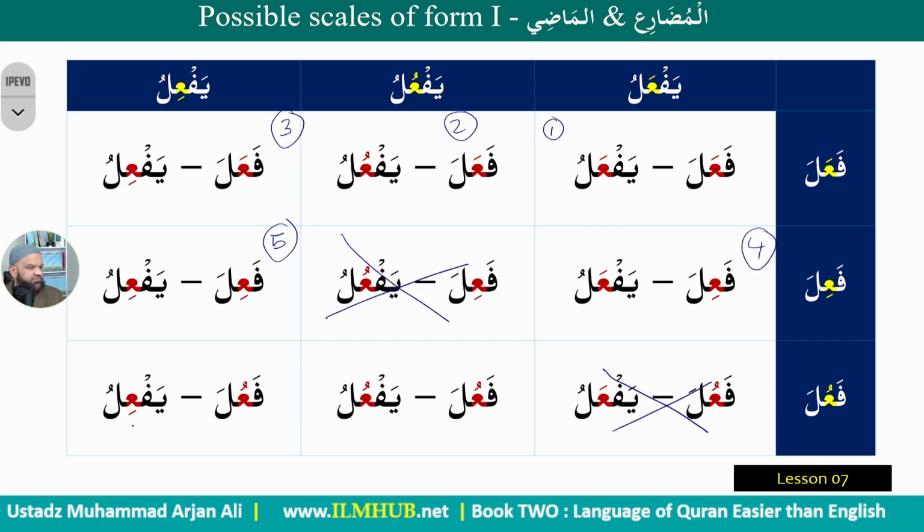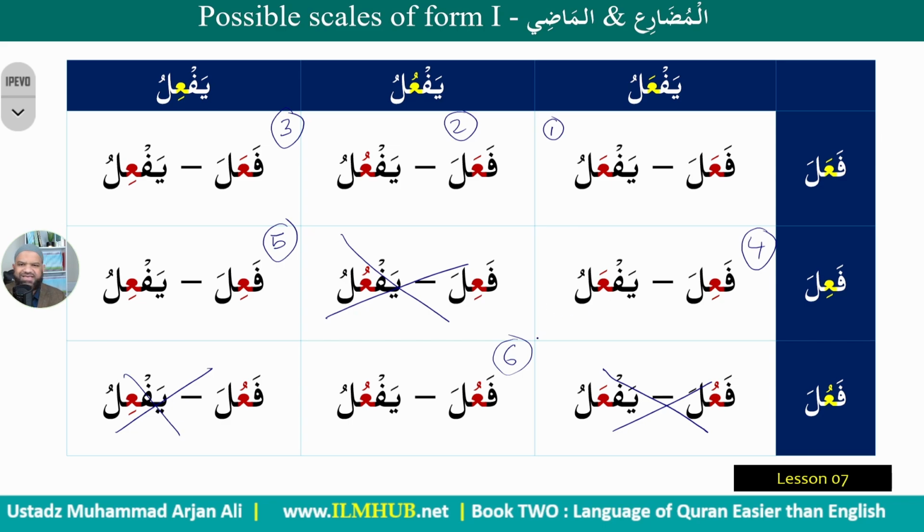We also note fa'ula yaf'ilu does not exist. See, the only one that exists is number 6, fa'ula yaf'ulu. So when the madi has a dhamma, you can almost be 100% certain that the mudari will also have a dhamma. But when the madi has a fatha, you cannot guess what it should be. When the madi has a fa'ila, there are 2 possibilities. So again, your guesswork is reduced. But nonetheless, as I said, there is no sure way of knowing which is which.